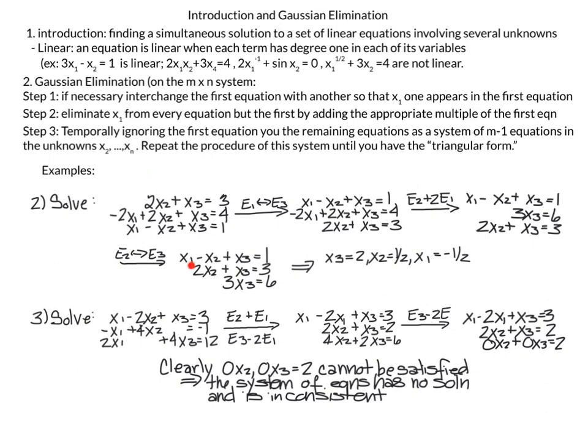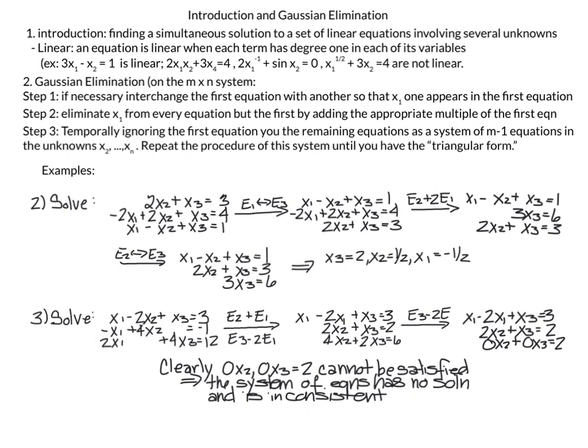Two more examples because it's important for you to know, especially this one, when systems don't have solutions. So here we have a system of equations, again, 3 equations, 3 unknowns. And the first step, interchange the first equation with another, so x1 appears in the first equation. So the first thing we're going to do is interchange, which I have with this back and forth arrow, e1 and e3. So here's e3, the third equation, my e2 stayed, and then my last equation is over here. My first equation is on the bottom.